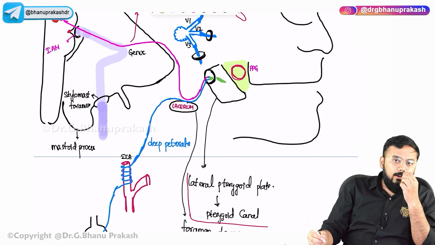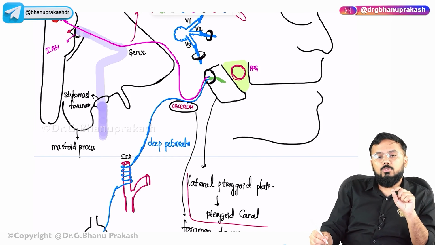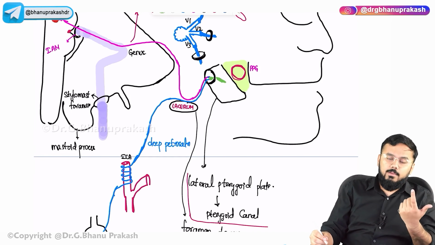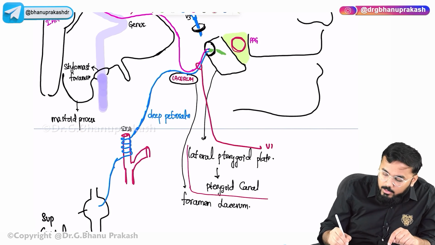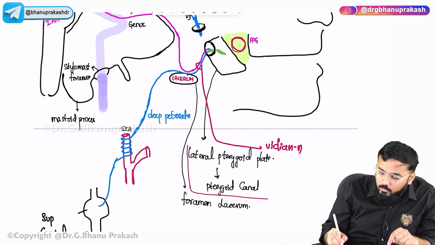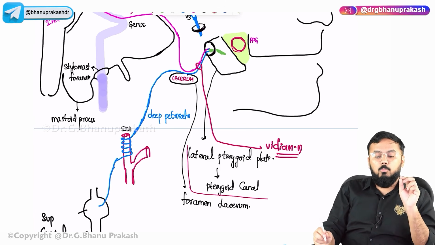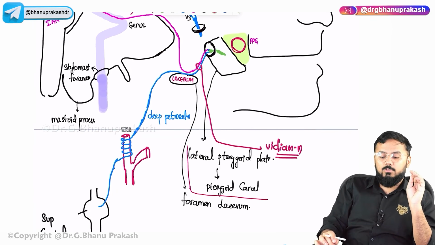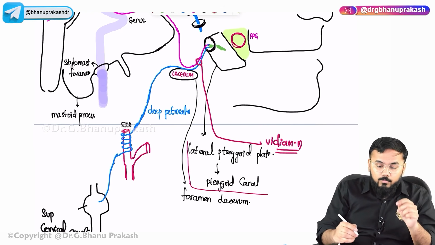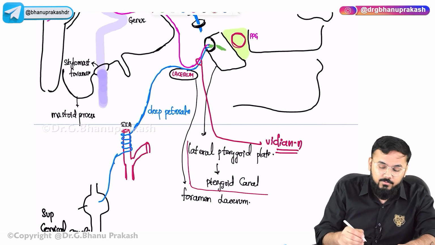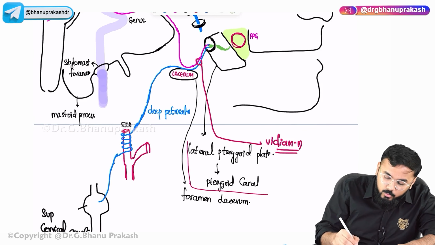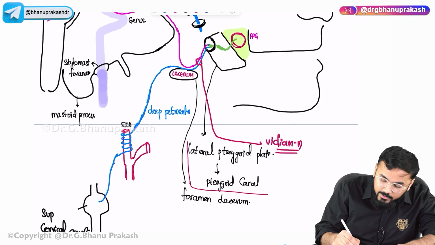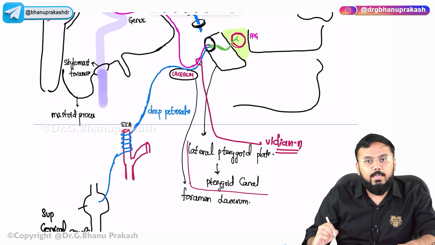Once they enter into the pterygoid canal as a single branch, you call these two nerves together the VDN nerve. What is the VDN nerve? The VDN nerve is both the greater petrosal nerve and the deep petrosal nerve in the pterygoid canal. Now what is the fate of this VDN nerve? Look here, this VDN nerve will enter into your pterygopalatine ganglion.